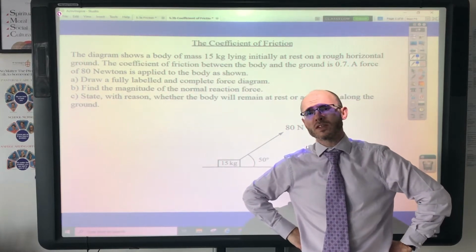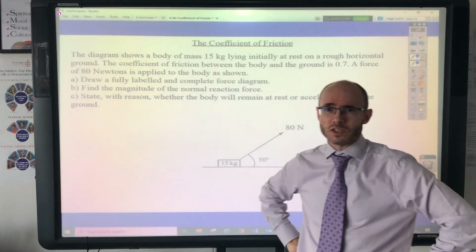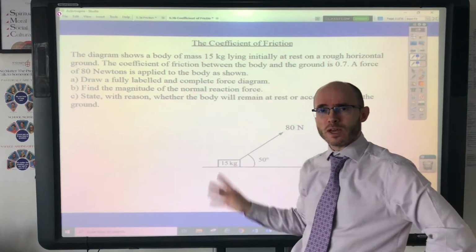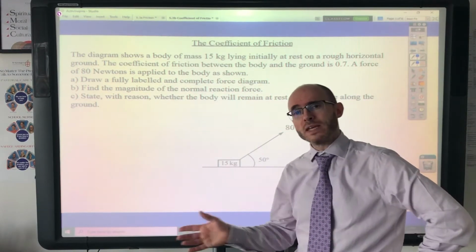Okay, so this is one of the examples I'm going to show you involving the coefficient of friction. I've typed it out just in case you want to freeze frame it and then have a go at it yourself, but I'm about to read out the question to you.